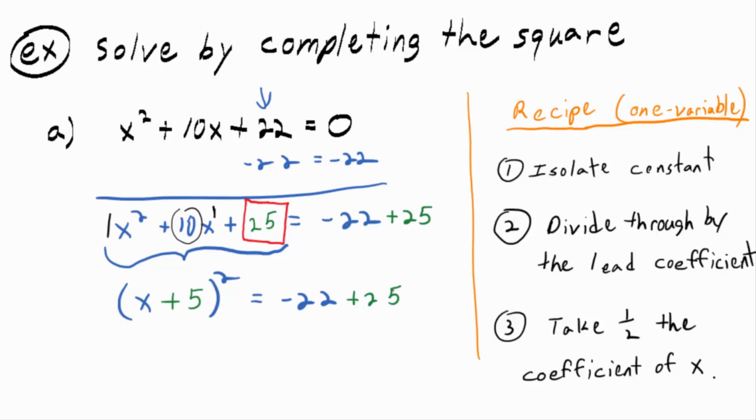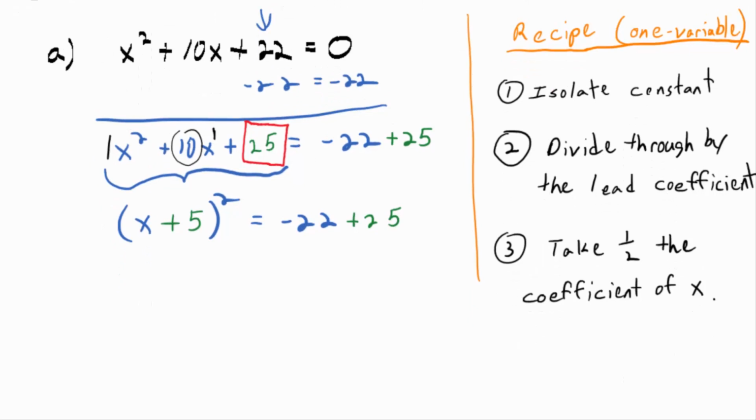Okay? Now that's step 3 completed on the problem, but I didn't actually complete the step in the recipe here. So we take 1/2 the coefficient of x. That, when you say 1/2 of the coefficient of x, it means multiply or divide by 2, same thing. And then we square it. So we take whatever that is, we take 1/2 the coefficient of x, we square it, and add it to both sides. And that completes step 3.